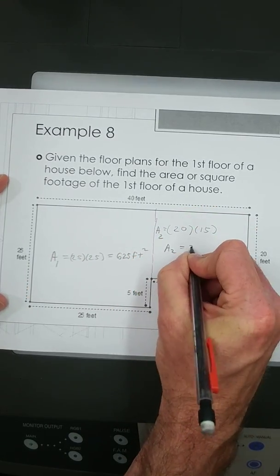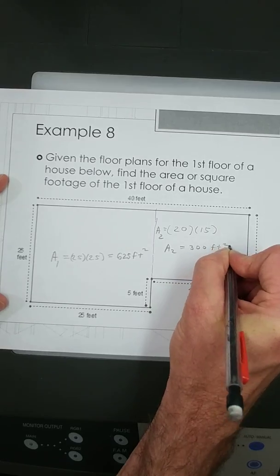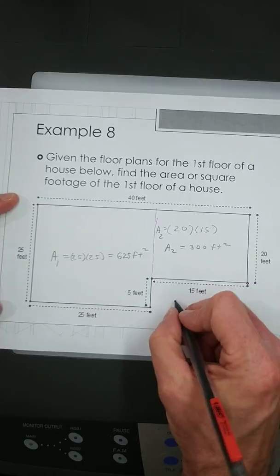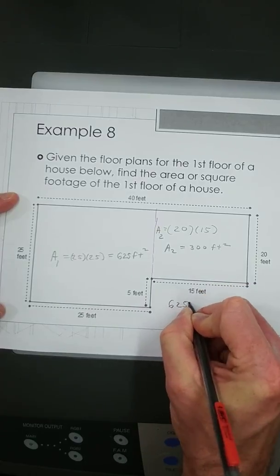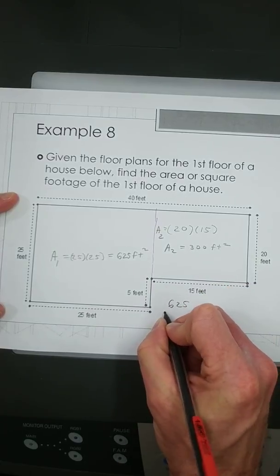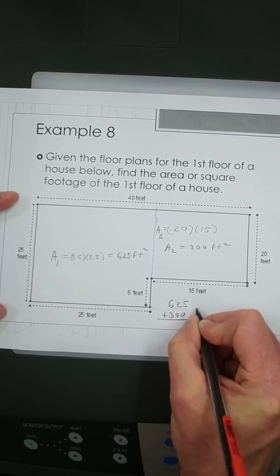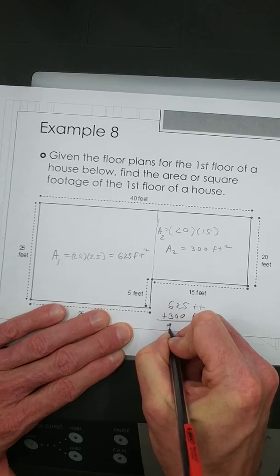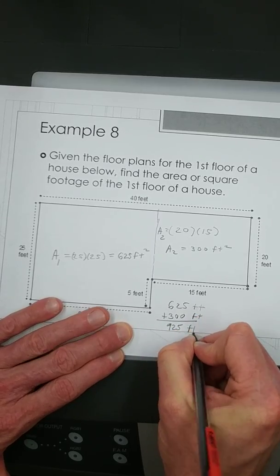I'll call this area 1 and this area 2. This area is 300 square feet. So the total area, if we add that up, is 625 plus 300, which is 925 square feet.